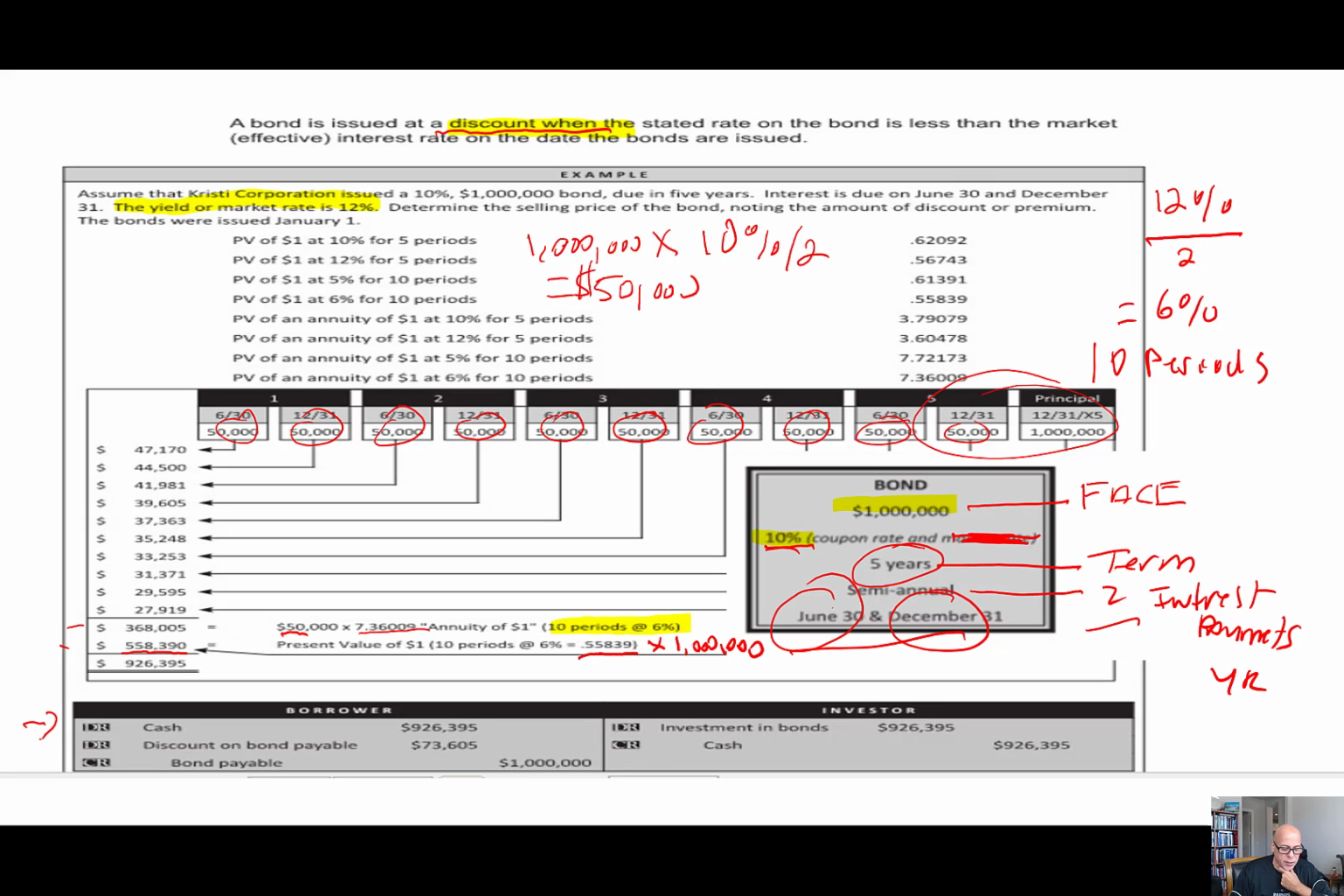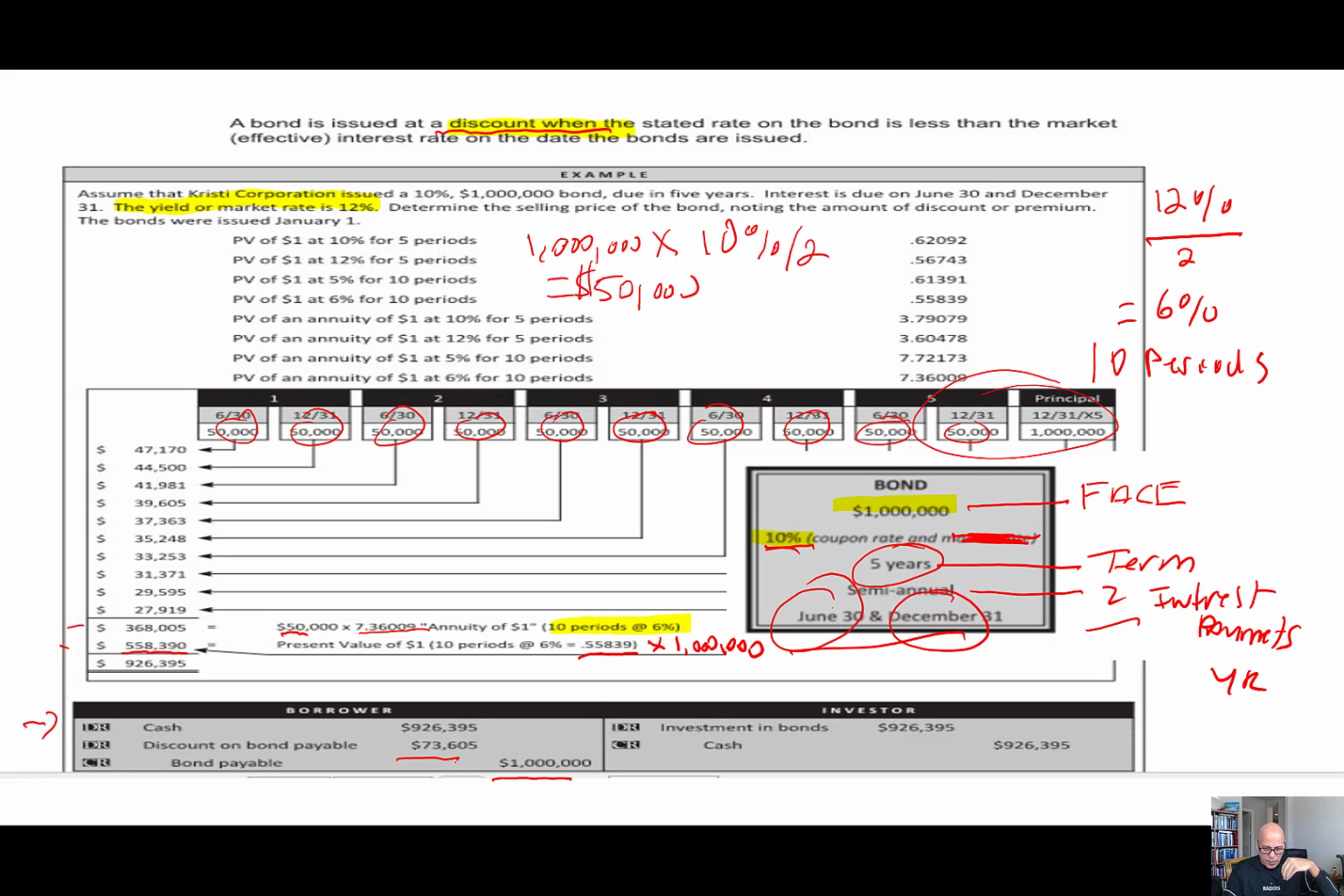The company ends up with $926,395 of cash. We have bond payable gets credited for the face amount. And then we have to make this journal entry balance. The difference is $73,605. That's the discount. Now, when the bond pays back, it's going to pay back the full $1 million.